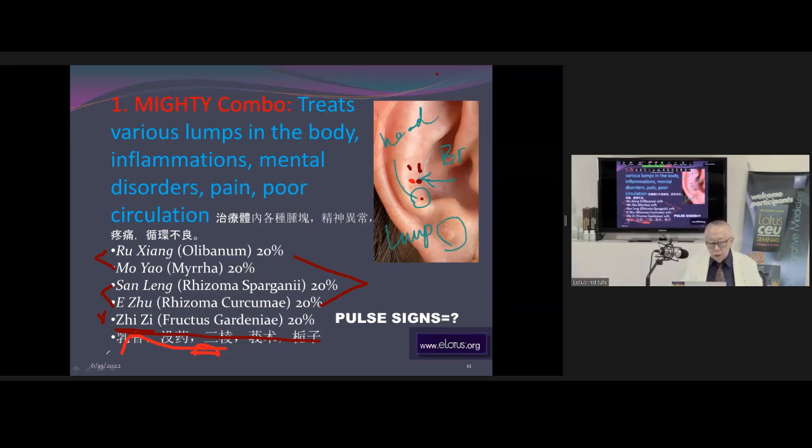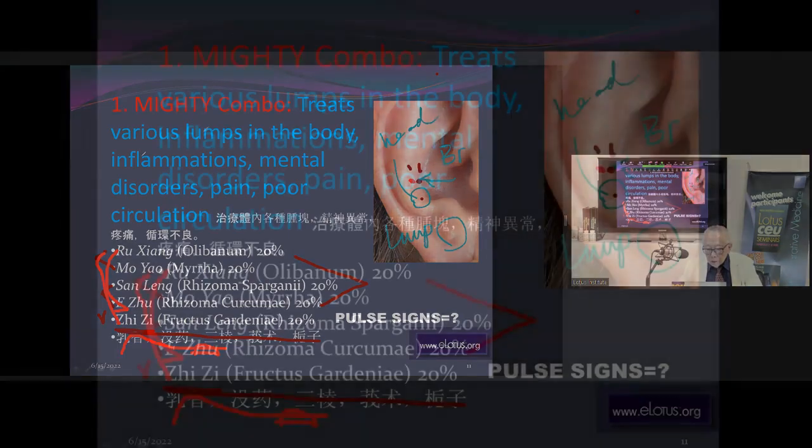In this case, looking at the combination, it looks like 80% of them are blood moving herbs. Only one, zizi, is for heat. You can adjust the percentage by yourself, depending on the patient's condition. Okay?